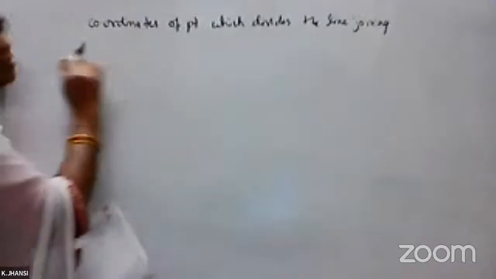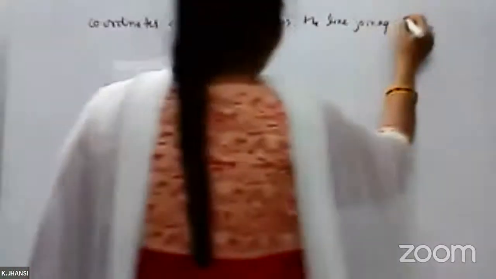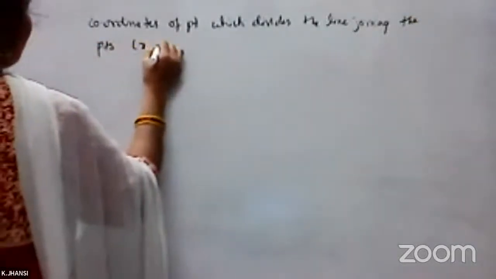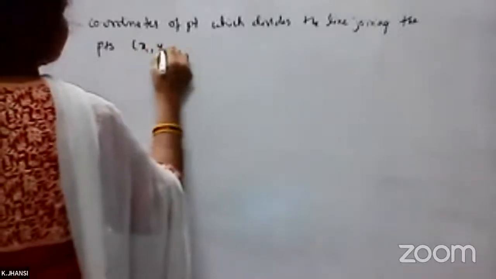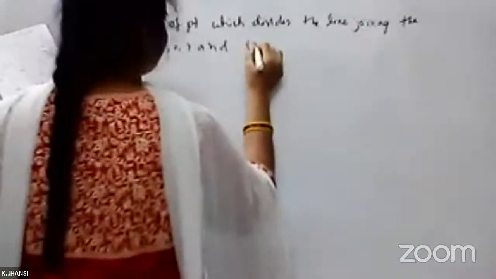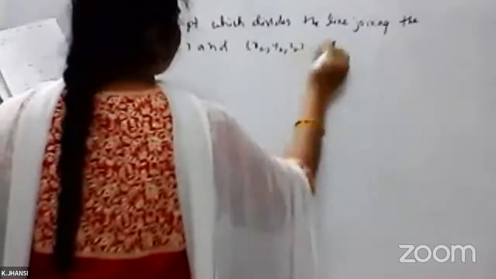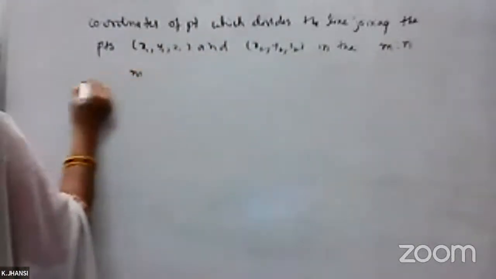So here the formula for the coordinates of the point which divides the line joining the points x1, y1 and x2, y2 in the ratio m is to n. So that will be m.